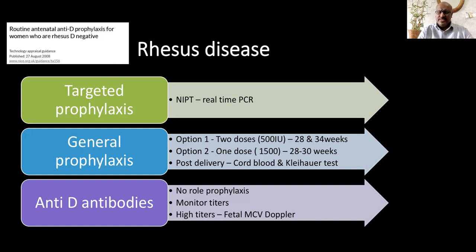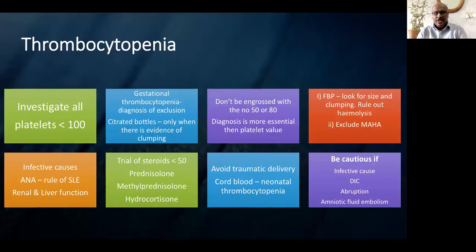As mentioned earlier, if the mother already has got antibodies, then there's no role for prophylaxis. You need to check titers, you need to refer to a fetal medicine unit, you need to screen for anemia using MCA Dopplers, and you need to plan the delivery timely. So with that, ladies and gentlemen, let's move on to another common hematological complication in pregnancy, known as thrombocytopenia.